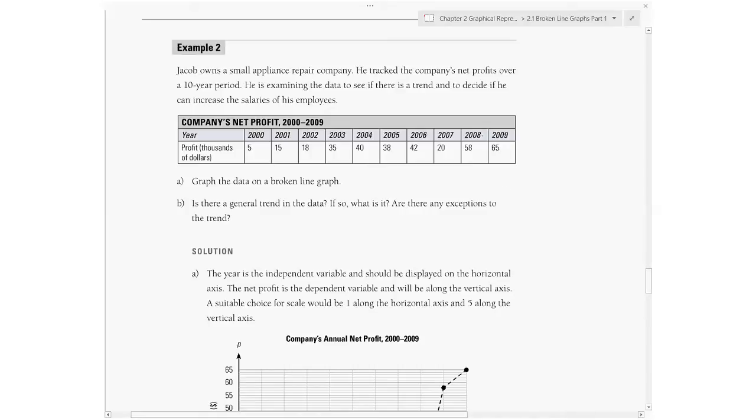Let's look at example 2. We have Jacob. He's owning a small appliance repair company, and he tracks the company's net profits over a 10-year period. So he's just looking at the data to see if there's a trend to decide whether he can increase the salaries of his employees.